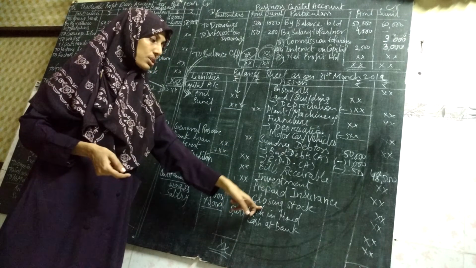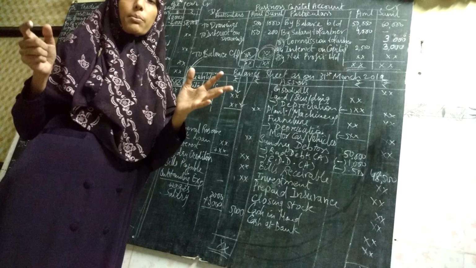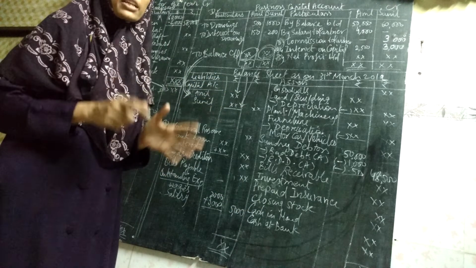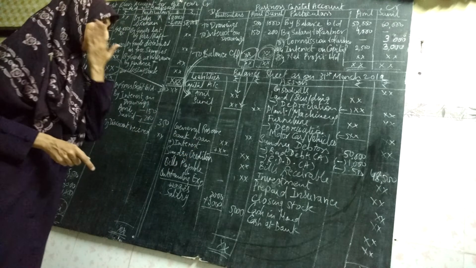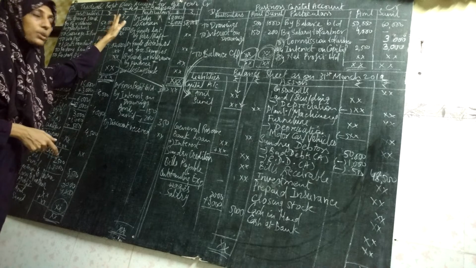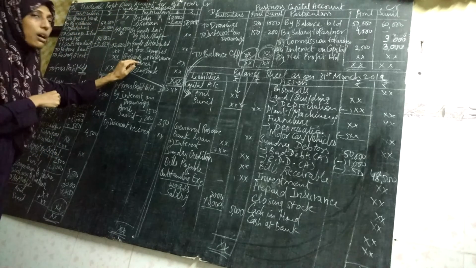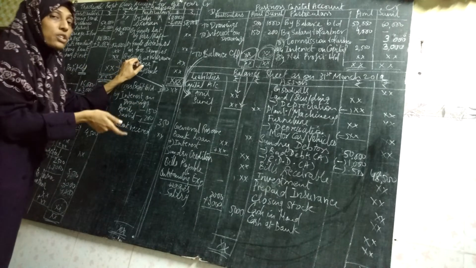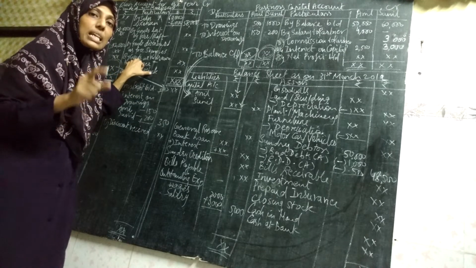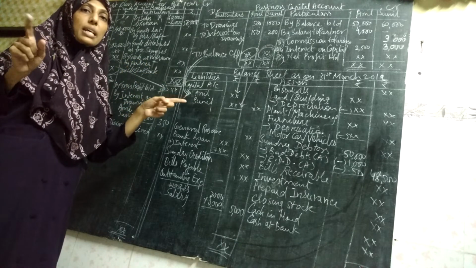Then closing stock. What is closing stock? Closing stock is the remaining stock at the end of the year. Remaining goods at the end of the year. So where do we write goods? Which account deals with the goods? The trading account deals with goods. Opening stock on the debit side of trading account, closing stock on the credit side of trading account. So closing stock will always be given in the adjustment. Since it is given in adjustment, you have to write it at two sides, debit side and credit side.